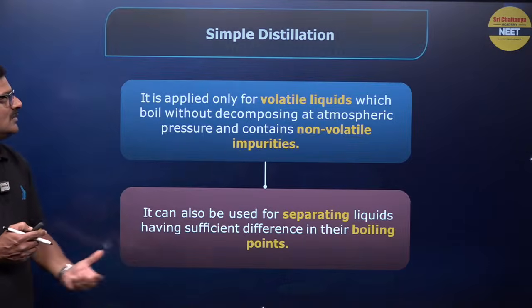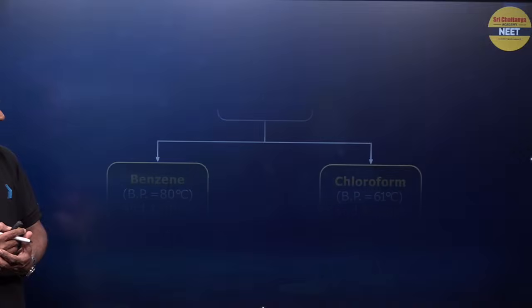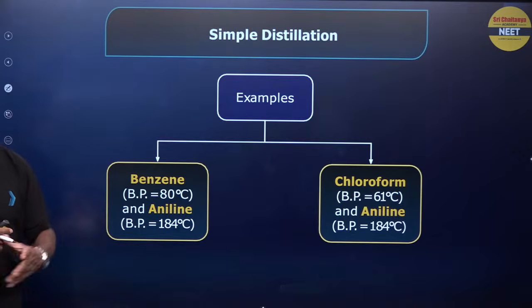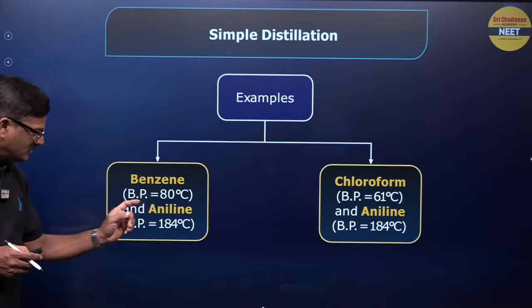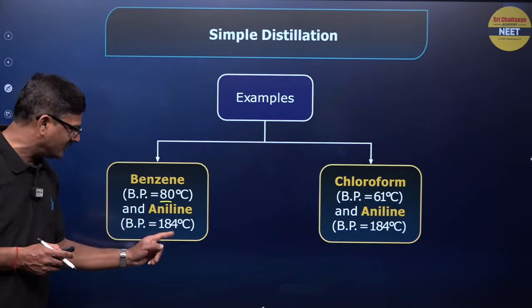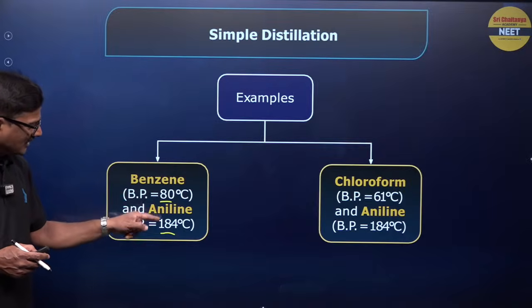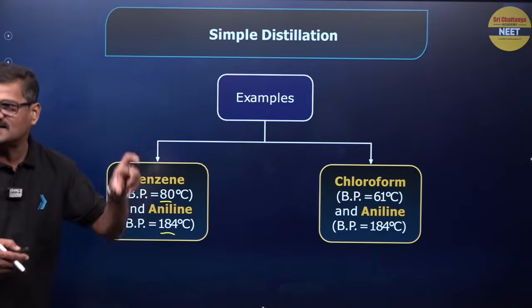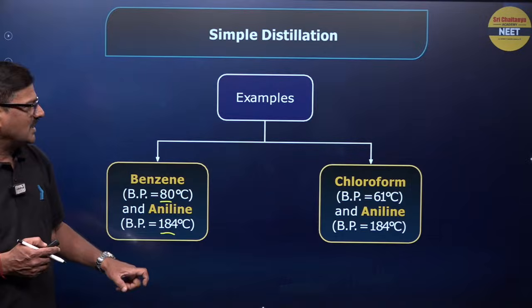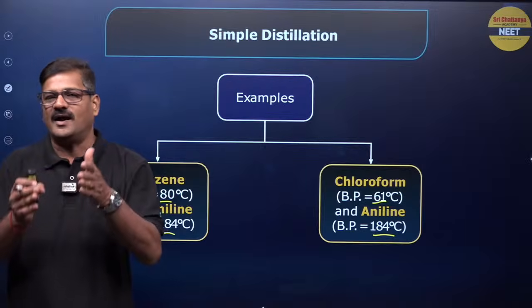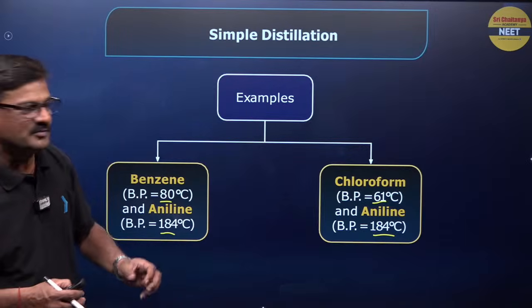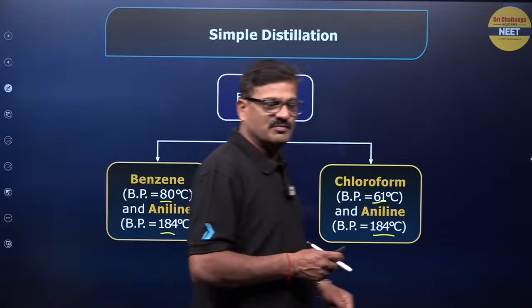Okay, now let us talk about simple distillation. You have benzene and aniline. If you check their boiling points, 80 and 184, there is a big difference, right? So you can separate the liquid mixtures, as you have a large difference in their boiling points. You can use the simple distillation method for this.